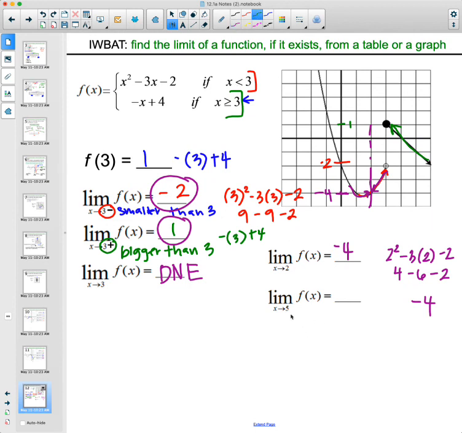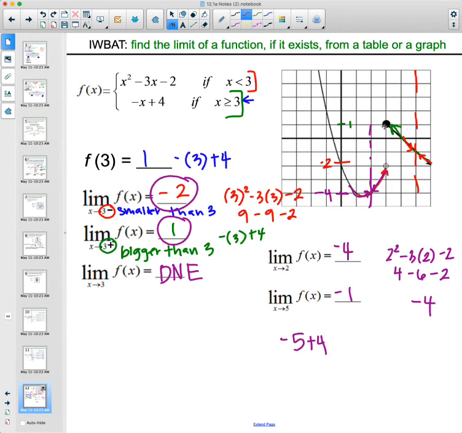And then the final one, plugging in 5. So 5 is greater than 3, so we can do -5 plus 4, which is -1. Taking a look at this graph again, so 1, 2, 3, 4, 5. Here's that value. We see from the left, it's going towards -1, and from the right, it's going towards -1. So the overall limit would be -1.